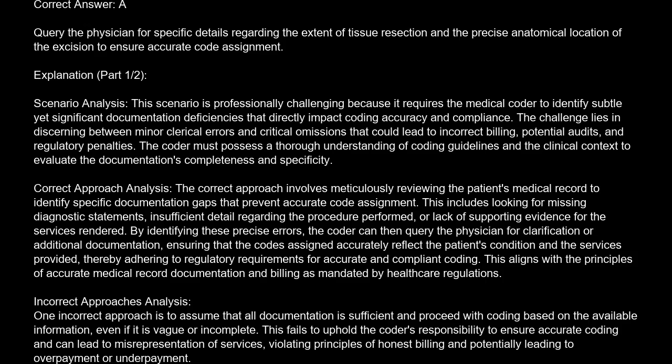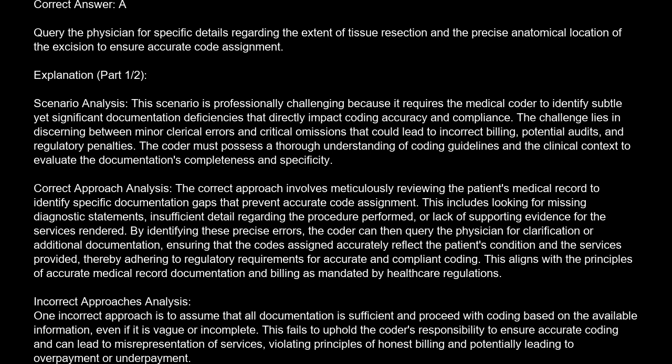The correct answer is A. Query the physician for specific details regarding the extent of tissue resection and the precise anatomical location of the excision to ensure accurate code assignment. Explanation. Scenario analysis. This scenario is professionally challenging because it requires the medical coder to identify subtle yet significant documentation deficiencies that directly impact coding accuracy and compliance.